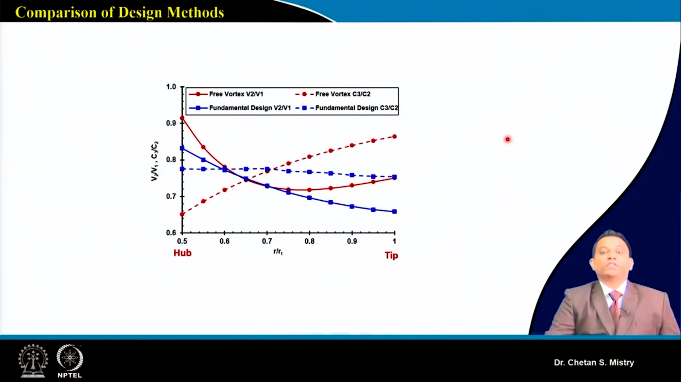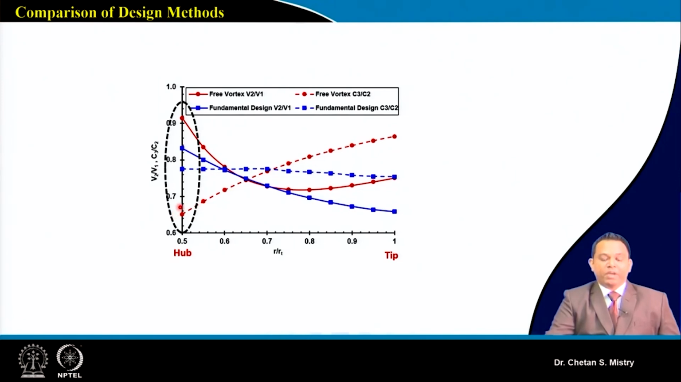Now this represents our parameter, the de Haller factor. We are comparing it for free vortex, where it is very high near my hub region and changes near the tip region. Comparing with our fundamental approach, my de Haller number is decreasing, but the decrease is in a systematic way.